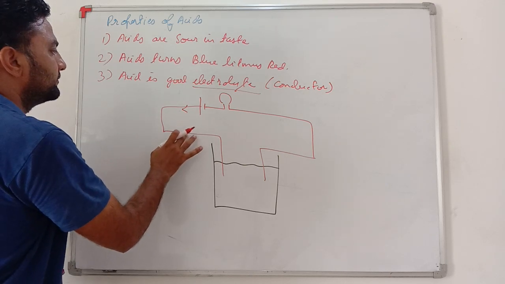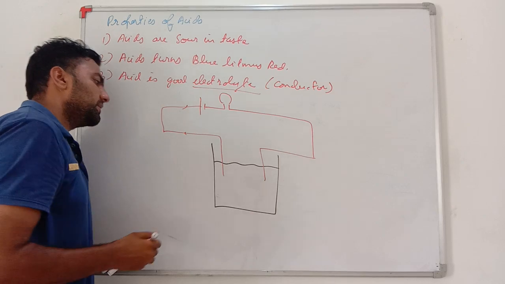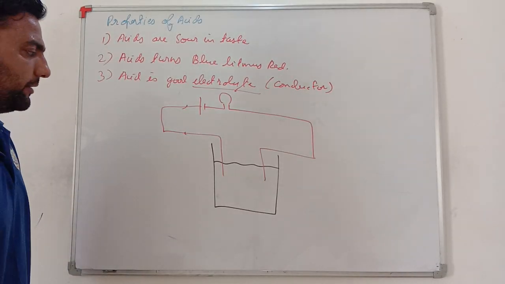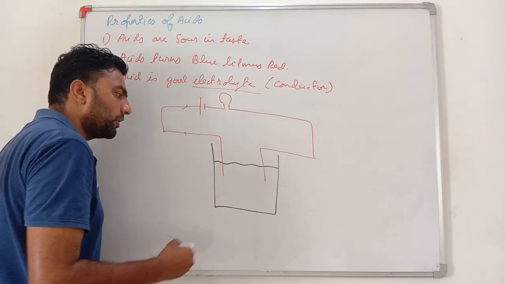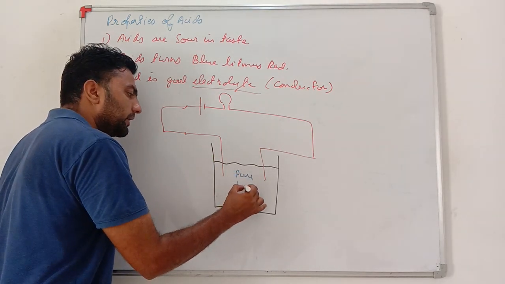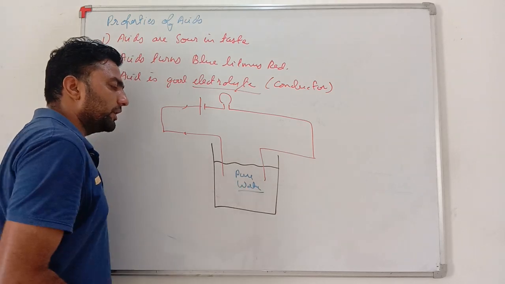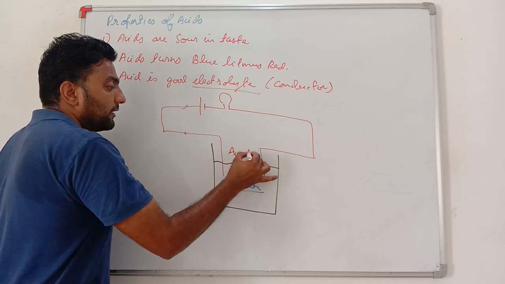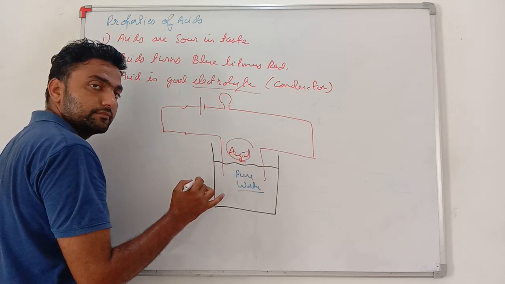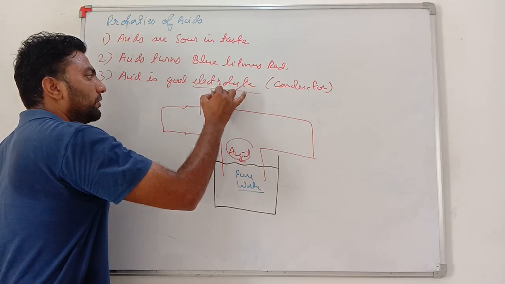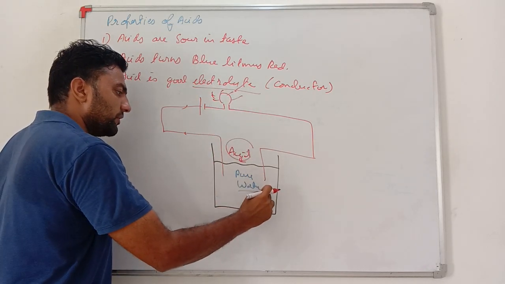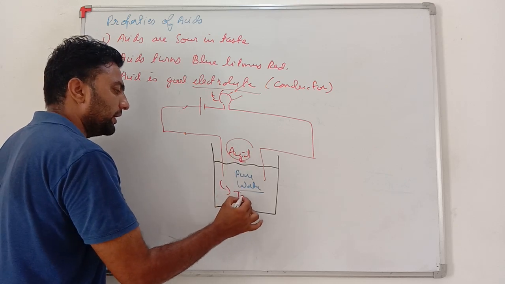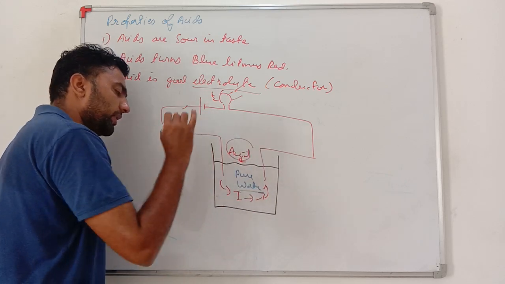Current will not flow, don't worry. This circuit is complete, but this bulb is not glowing. Why? Because of pure water, and as it is insulated, a poor conductor. What I observed is that when I added acid into water, this bulb started glowing. It means first current was not flowing through here, and as I added acid, current started flowing from here.